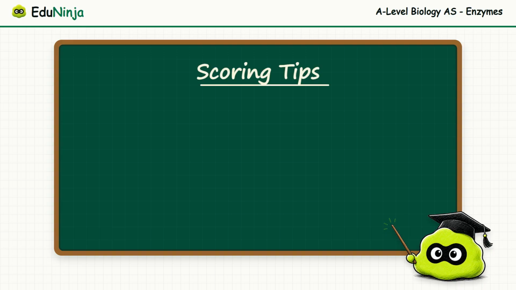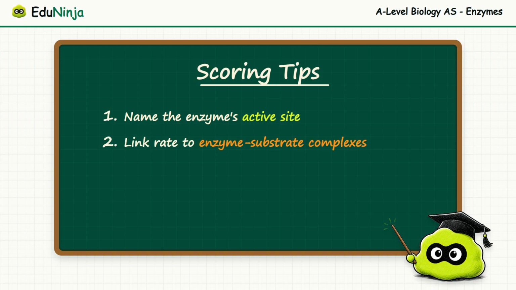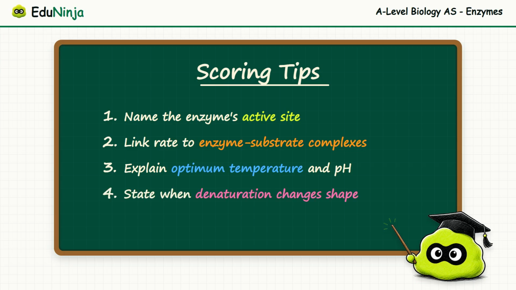Here are 4 scoring tips for enzymes. First, name the active site precisely. Link rate to enzyme-substrate complexes. Explain optimum temperature and pH. State how denaturation changes shape. Link shape, conditions, and rate to secure marks.